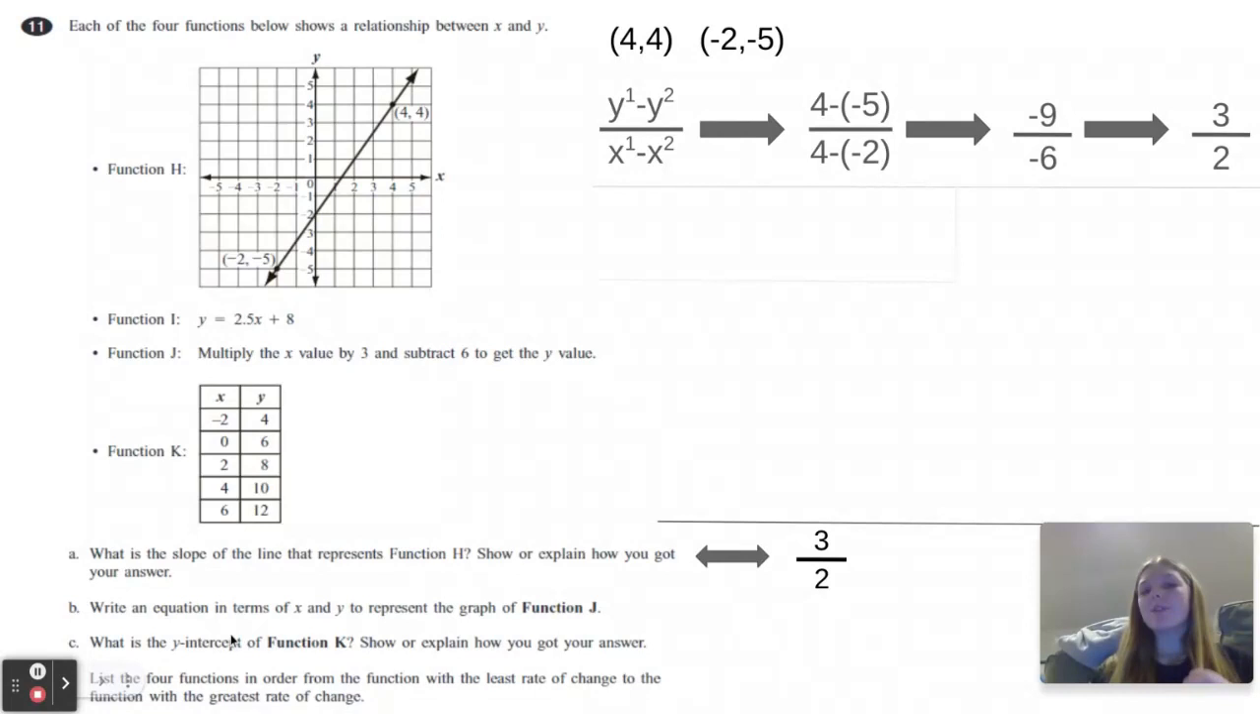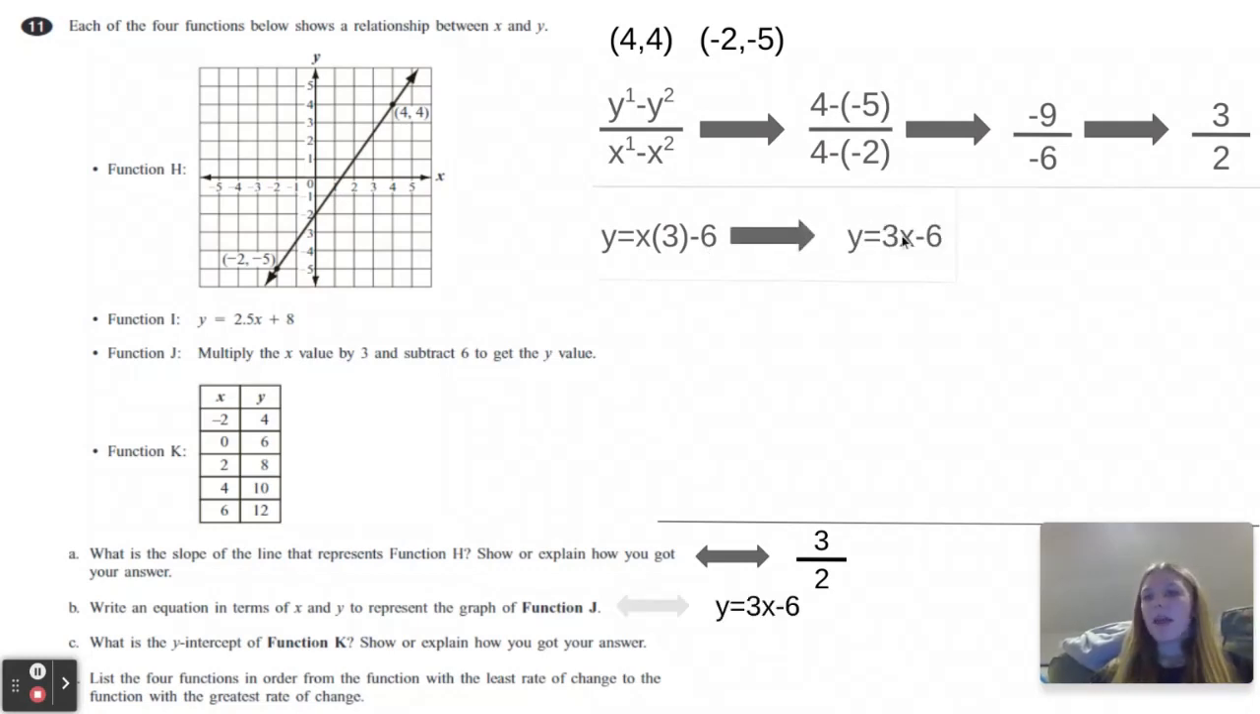Now we have to write an equation in terms of x and y to represent the graph of function j. Function j says to multiply the x value by 3, so put it right here, and subtract 6 to get the y value. Basically saying equal. So y equals x times 3 minus 6. But if we want to put that into the proper form, it'd be y equals 3x minus 6.